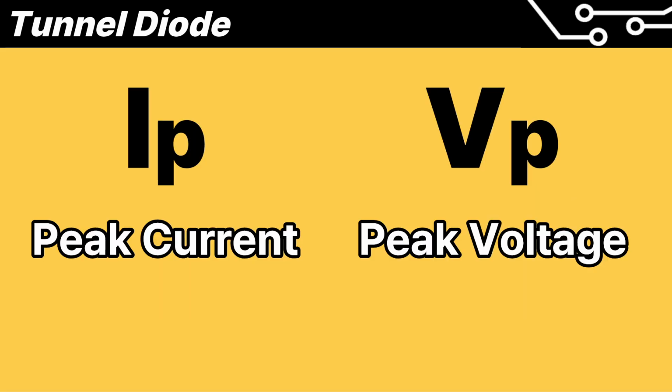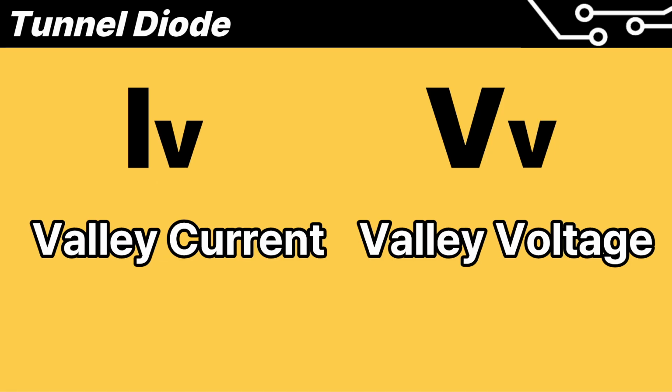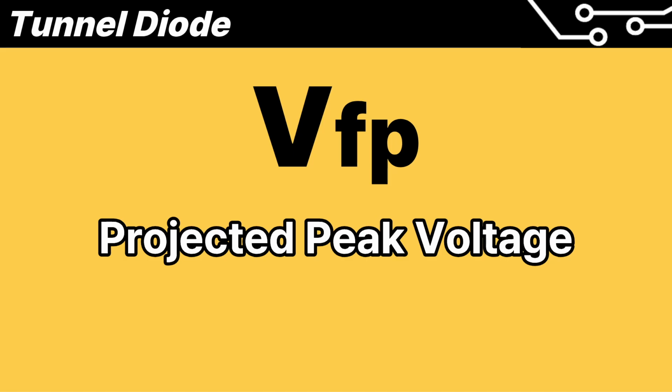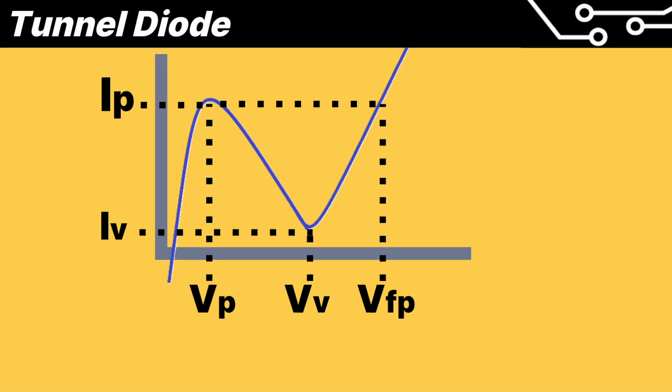Here are the terms used. IP and VP mean peak current and peak voltage. IV and VV mean valley current and valley voltage. VFP stands for projected peak voltage. Let's look at these terms along with a graph. It can be represented by an N-shaped graph.